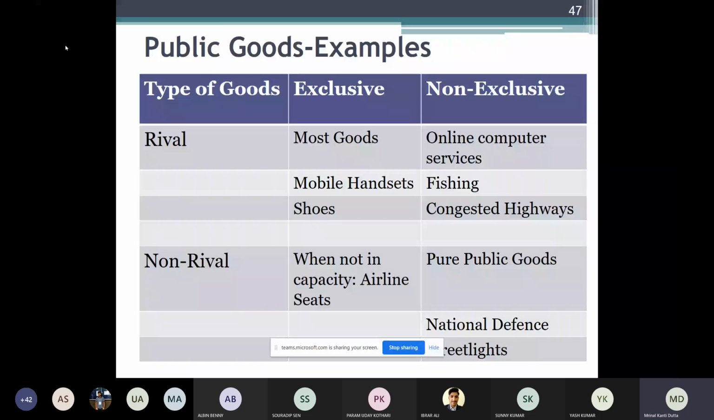How many roads will be required? How many bridges will be required? How many public parks should be made available? This type of decision is taken by the public sector or the government. In the case of education, what happens? There are different stages in education. You have primary education, secondary education, tertiary education.